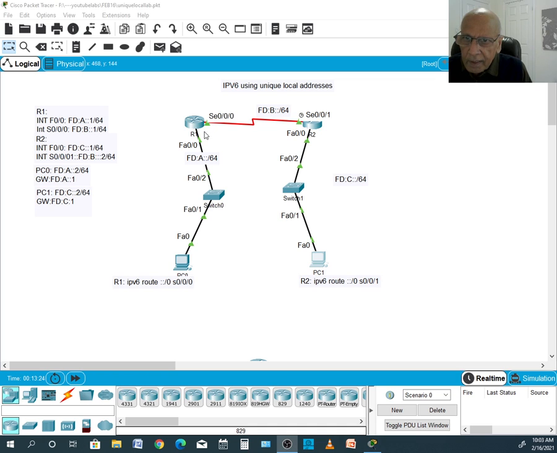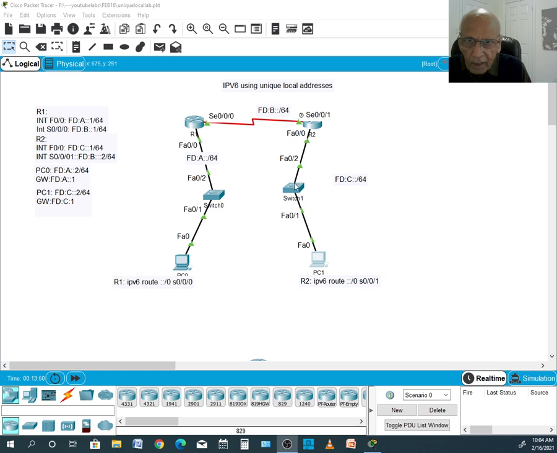And because this is a link, they must belong to the same network. So I'm saying FD:B. You can see the network ID is FD:B. And then the double colon means demarcation. You want to give the address to the device or interface, so that is ::2/64. That means these two are on this link, on the FD:B network. This address here is 1 and this address is 2.